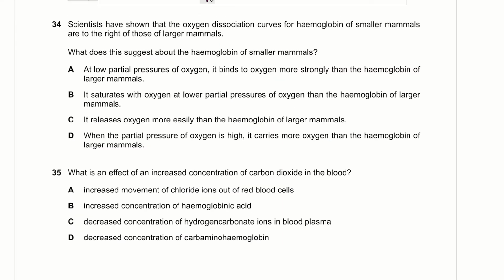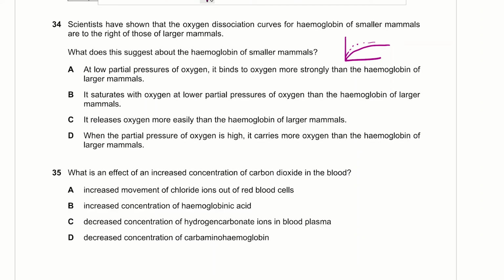Number 34, scientists have shown that the oxygen dissociation curves for hemoglobin of smaller mammals are to the right of the larger mammals. What does this suggest about the hemoglobin of smaller mammals? So, when the oxygen dissociation curve shifts to the right, this is an indication that hemoglobin has a lower affinity to oxygen. Therefore, if it has a lower affinity to oxygen, this means that it requires a higher partial pressure of oxygen to reach a particular saturation.